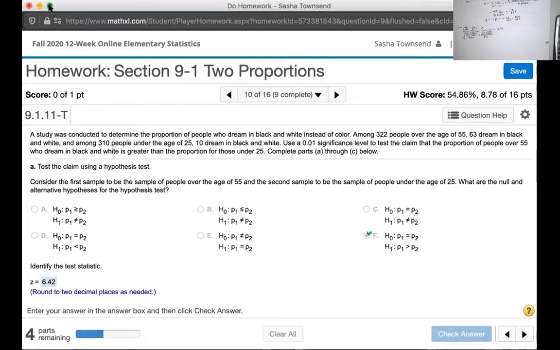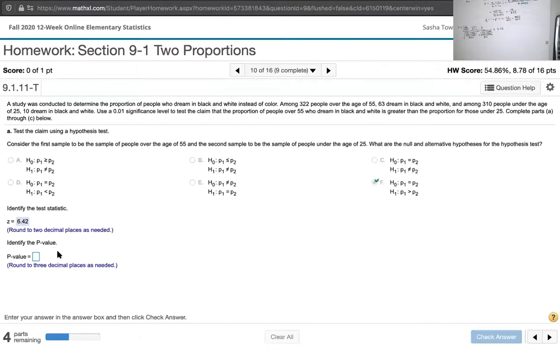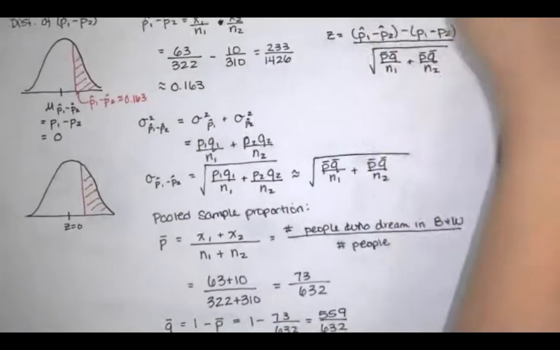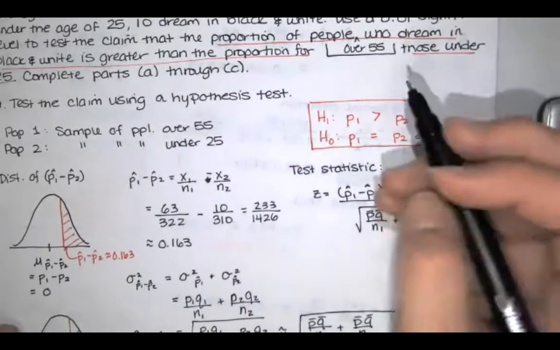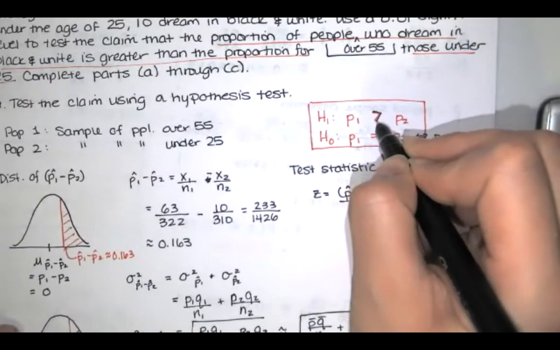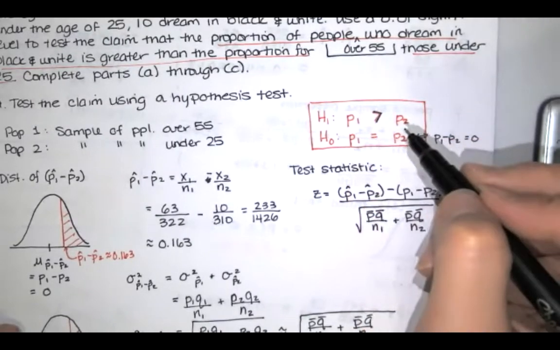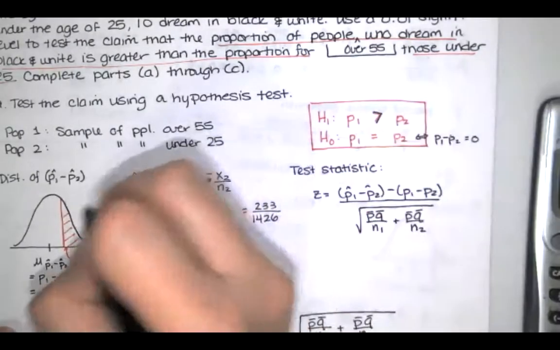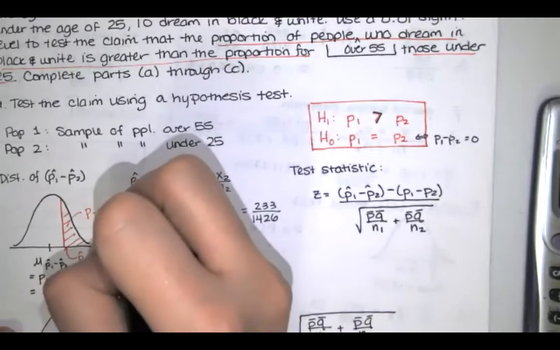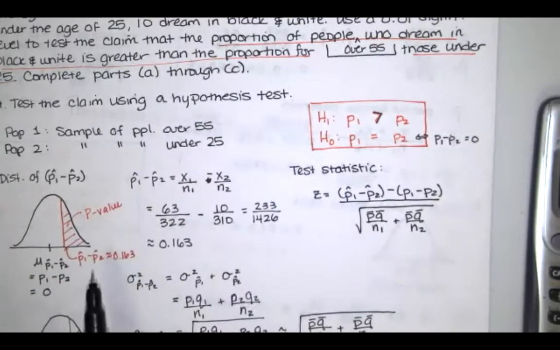Now, actually, when it asked me to identify the p-value, I forgot to check what type of test this is. So let's look at my paper really quickly and look at that alternative hypothesis to decide what type of test. Since we have a greater than sign here, you can think of that as an arrow pointing to the right. In that case, the p-value is the area in the right tail. So this is our p-value. It's the probability of getting a p1 hat minus p2 hat equal to our p1 hat minus p2 hat, or a value that's greater than that.